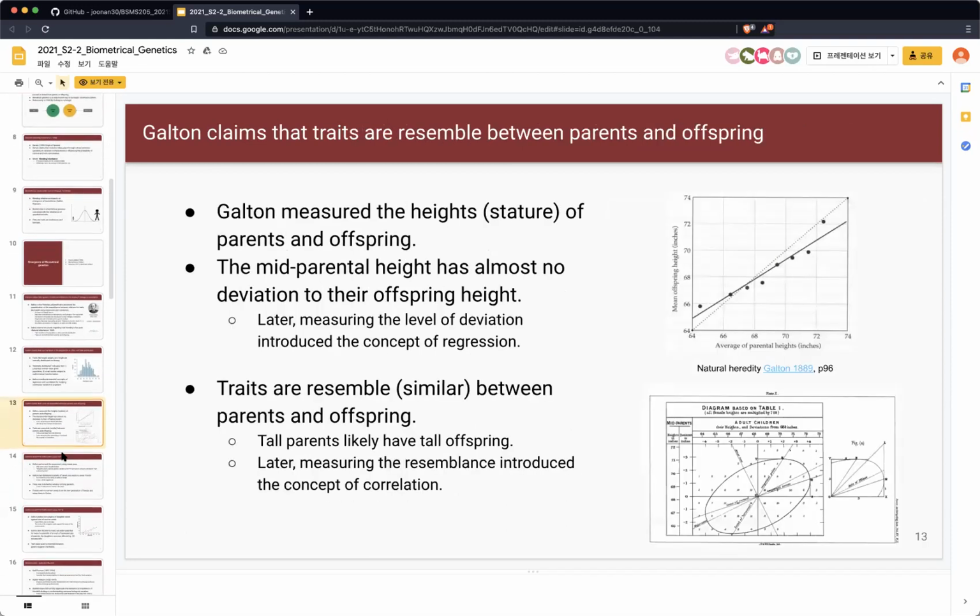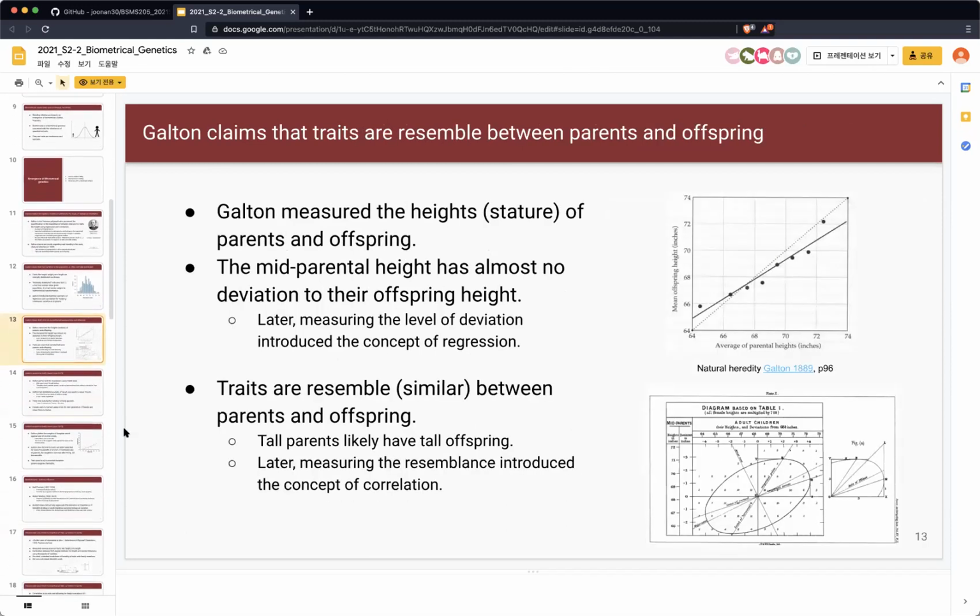Okay, so what did Galton measure at the time? Let's look at the height measurements between parents and offspring. As I mentioned, Galton tried to measure everything possible. He knew that, right?